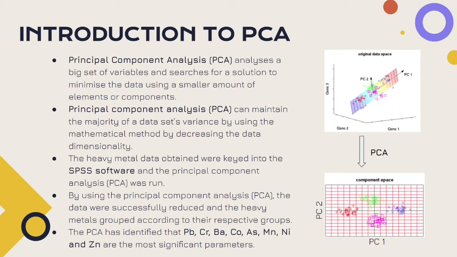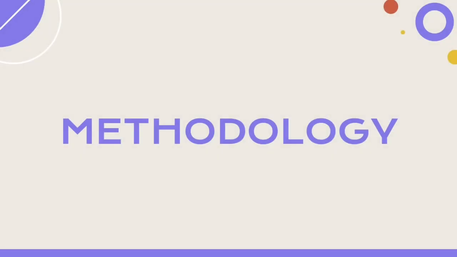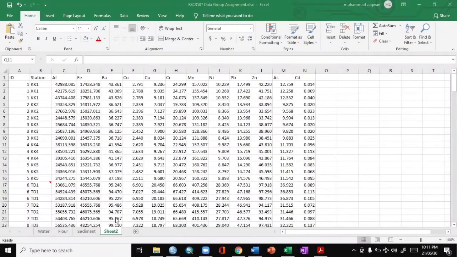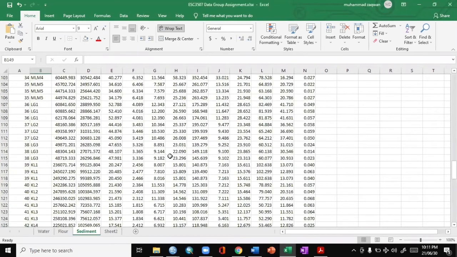The heavy metal data obtained were keyed into the SPSS software, and the Principal Component Analysis (PCA) was run. By using the Principal Component Analysis (PCA), the data were successfully reduced and the heavy metals grouped according to their respective groups. The PCA has identified that the heavy metals listed in the slide are the most significant parameters. Now I will show you how to perform the PCA using SPSS for this data.